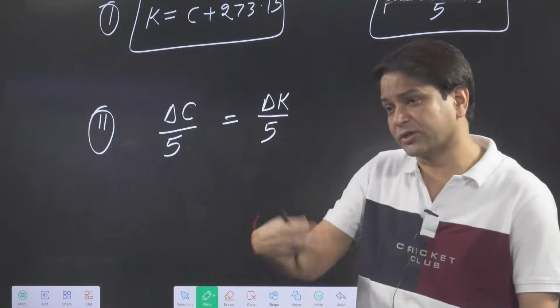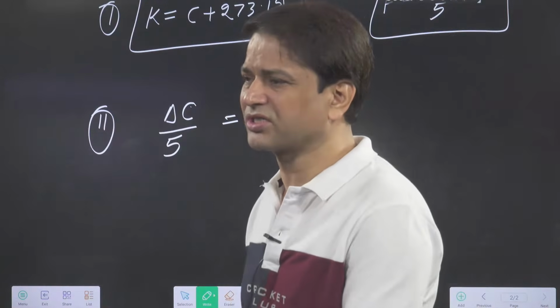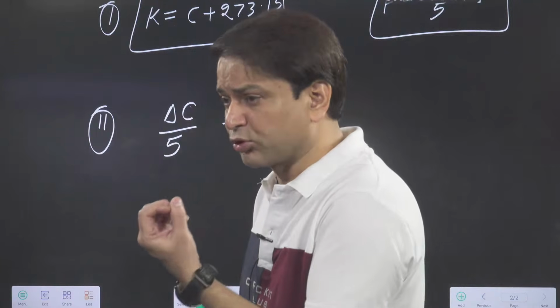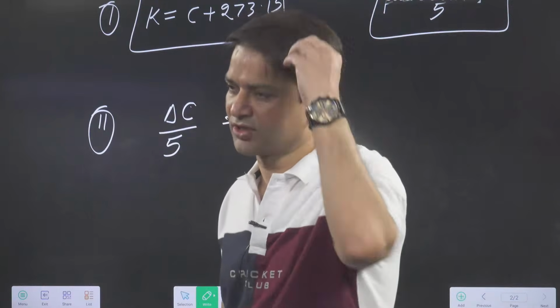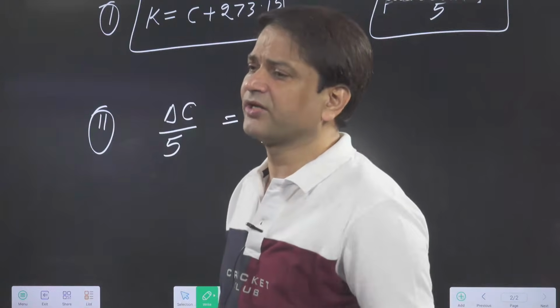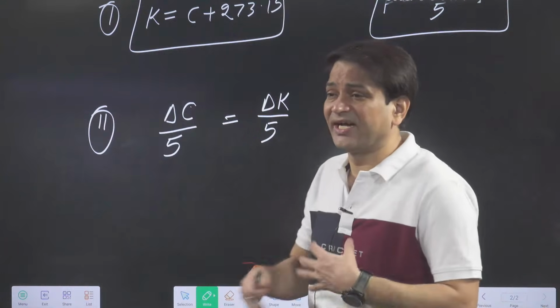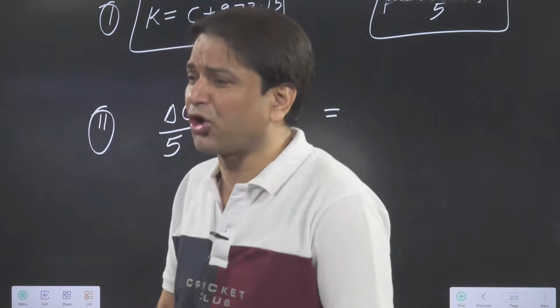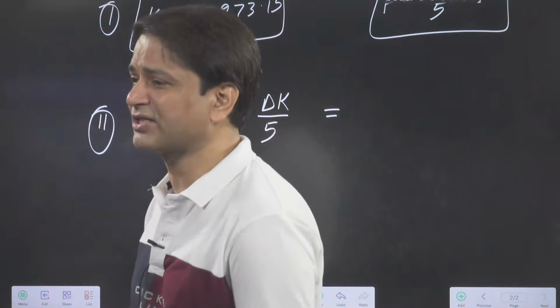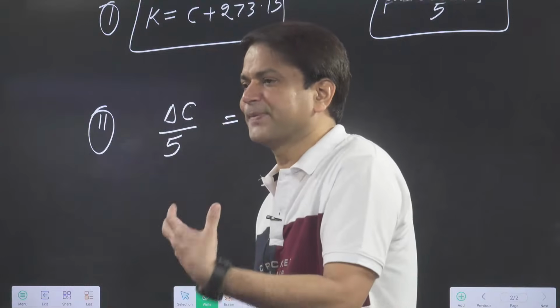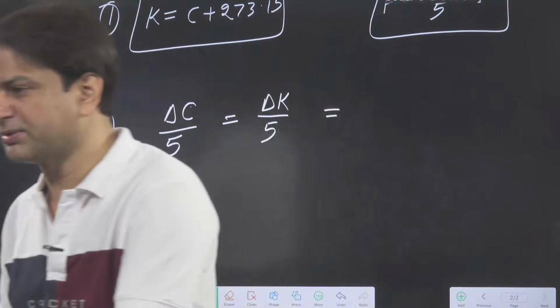Everybody got why? 273.15 is a constant. Constant differentiation is what? 0, with respect to whichever variable you are differentiating. With respect to x, with respect to y, constant differentiation is what? 0. Okay. Because the change in a constant is 0, that's why we are calling it a constant. So constant differentiation will always be 0.